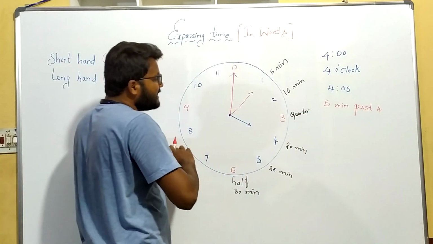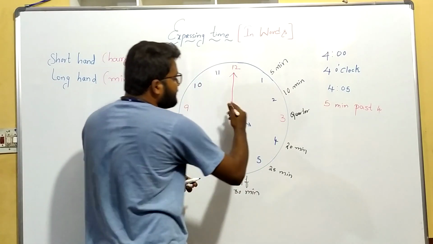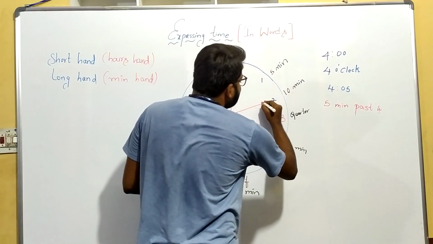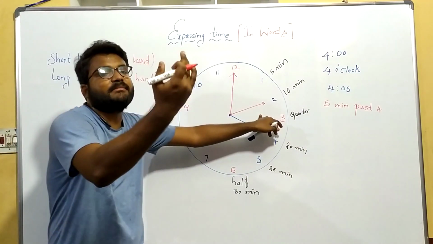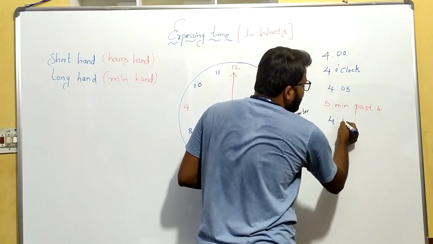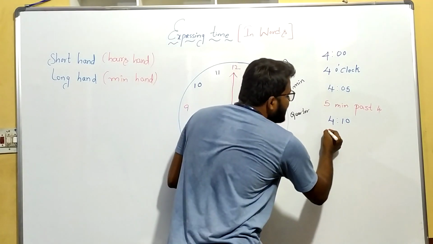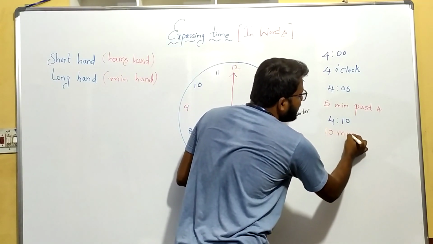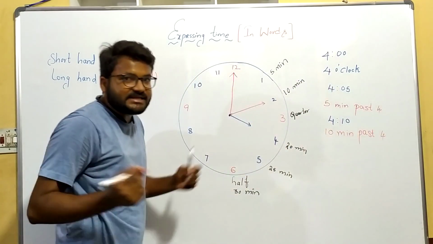If the long hand represents 10 minutes, after 4 o'clock it jumped 10 minutes. So numerically, we write that as 4:10. But in words, we mention that as 10 minutes past 4. Okay, is it clear?